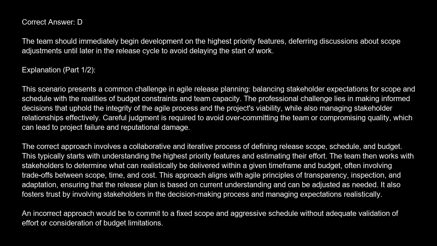The professional challenge lies in making informed decisions that uphold the integrity of the Agile process and the project's viability, while also managing stakeholder relationships effectively. Careful judgment is required to avoid overcommitting the team or compromising quality, which can lead to project failure and reputational damage. The correct approach involves a collaborative and iterative process of defining release scope, schedule, and budget. This typically starts with understanding the highest priority features and estimating their effort. The team then works with stakeholders to determine what can realistically be delivered within a given time frame and budget, often involving trade-offs between scope, time, and cost.